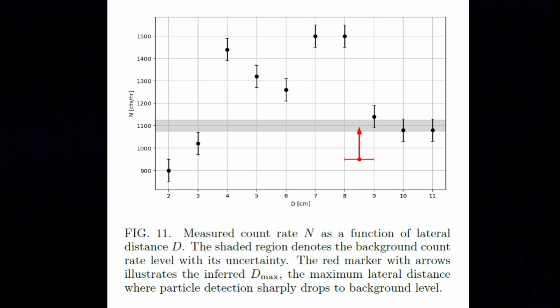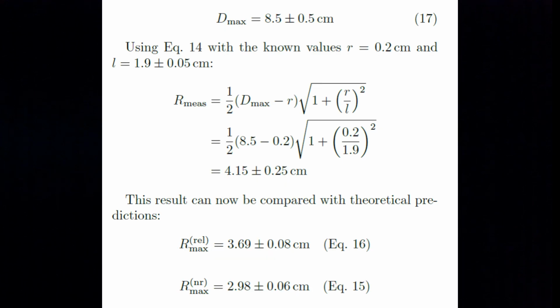Here's the plot of count rate versus distance. The peak appears between 8 and 9 centimeters, as you can see. The horizontal error bar on the red point shows the estimated uncertainty in the detector's position. The background radiation level is shaded in gray in the plot. It is centered at approximately 1115 counts per hour with its uncertainty range, and the count rate drops to background level around 8.5 centimeters. This point, d max equals 8.5, is taken as the particle's maximum detectable range. Using equation 14, we calculate the experimental radius as 4.15 centimeters, which can be compared with theoretical predictions.